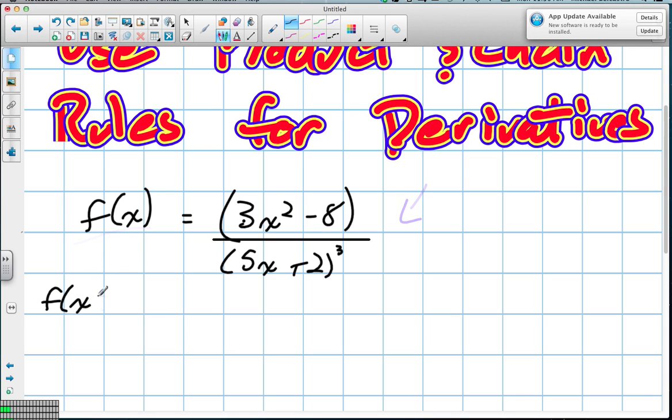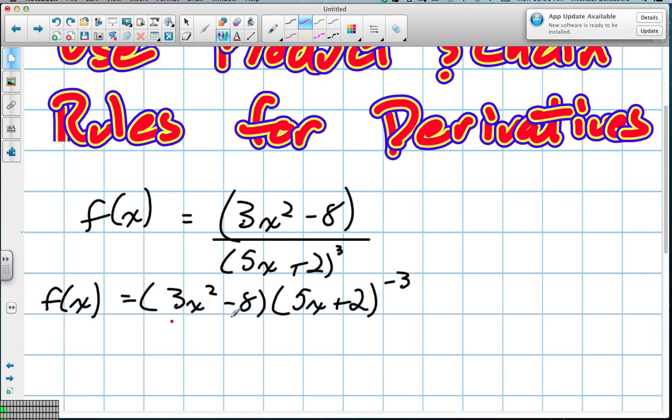So before we derive it, I can rewrite the question to say 3x squared minus 8 times 5x plus 2 to the power of negative 3. Then from there we'll use our product rule. We'll find the derivative of the first one and keep the original, and then we'll add that to the derivative of our second one and keep our first one. Okay? And I put those colors on there because I'm going to try to do it in that order.